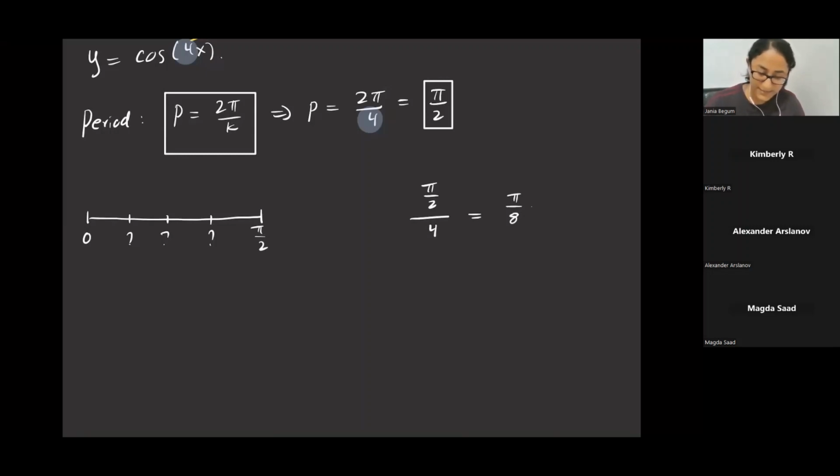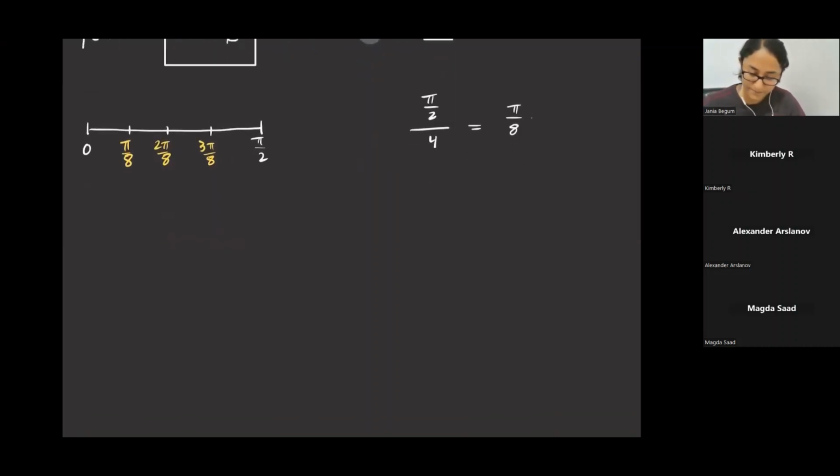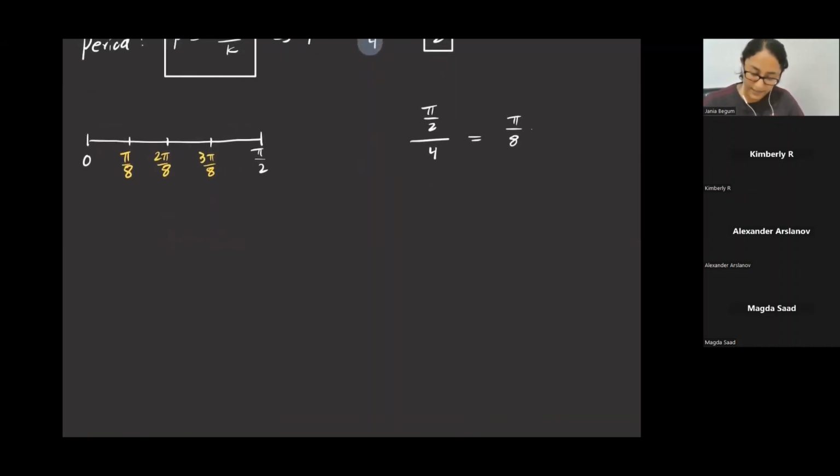Let me know if that makes sense. So the first point here is going to be pi over 8. The second point is pi over 8 plus pi over 8, so that will be 2 pi over 8. The next point is up plus another pi over 8, that's 3 pi over 8. And then 4 pi over 8 gives you pi over 2. You see that? Let me know if you have questions.